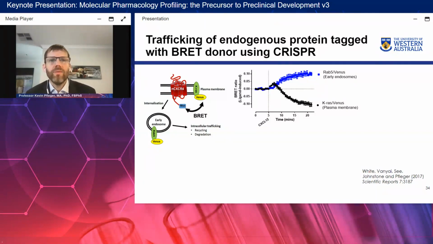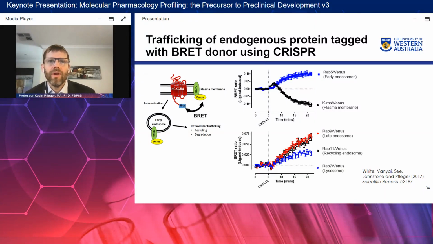In terms of trafficking, here we have the KRAS labeled with Venus. So this is the plasma membrane marker. We have the RAB5 with the Venus label, and the Nluc again on the endogenous CXCR4. And you can see we have this reduction in the proximity to KRAS as the receptor goes into the cell, and we have the increase in proximity to the RAB5 in the early endosome, again as the receptor goes into the cell.